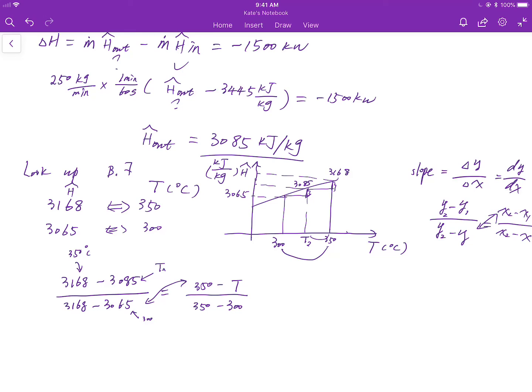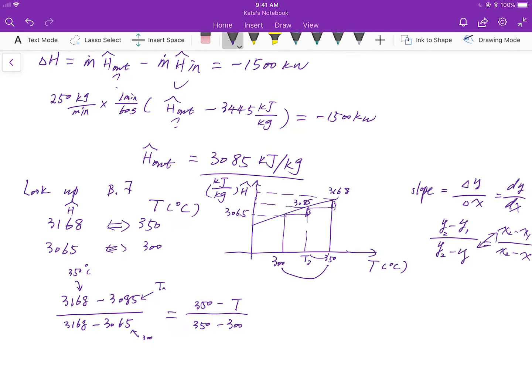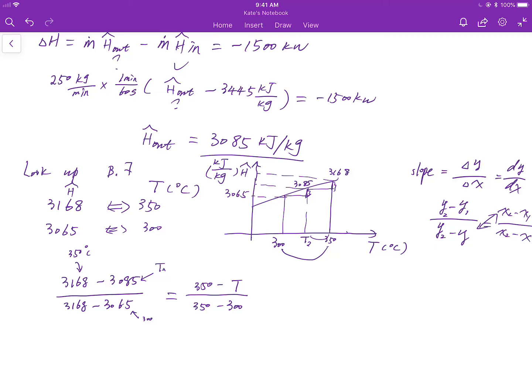Now, based on this information, let me clear this. It looks too messy. Okay, there you go, better. So we only have one unknown variable, then we can solve that easily. Then we simply get T2 is close to 110 degrees Celsius. That is the answer for A.